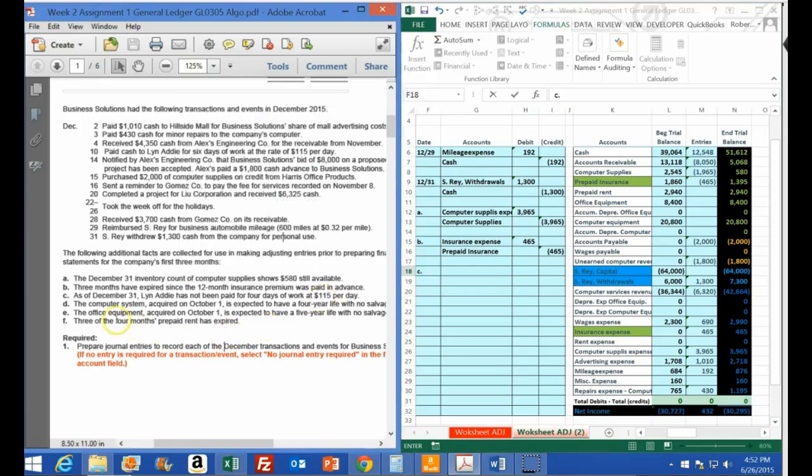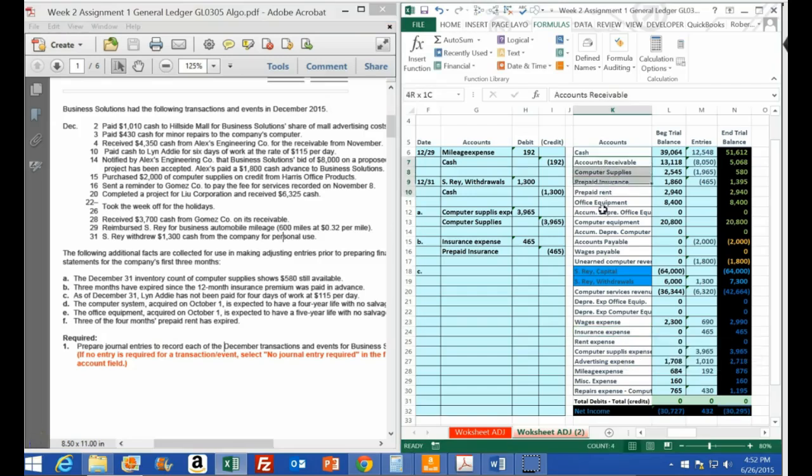Okay, so then let's take a look at C here. Okay, so as of 12/31 has not been paid for 4 days of the work week. Okay, so again, let's take a look at the transactions and just, we're talking about wages or payroll of some kind. So let's take a look and see which accounts would be affected.